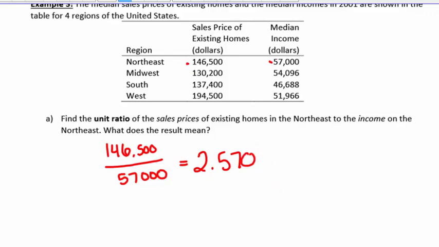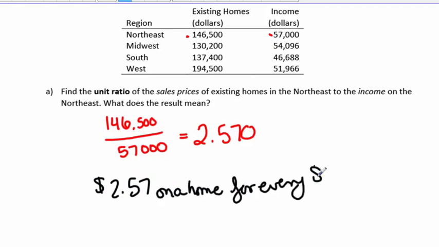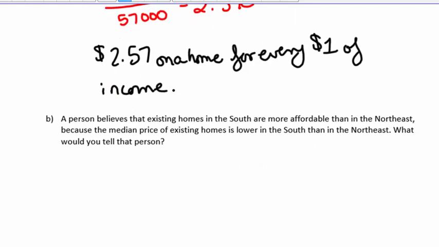And what does this result mean? This means that a person has to spend about $2.57 on a home for every $1 of income. Let's look at Part B. A person believes that existing homes in the South are more affordable than in the Northeast because the median price of existing homes is lower in the South than the Northeast. What would you tell that person?